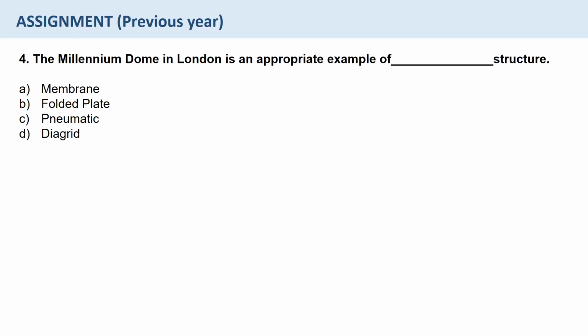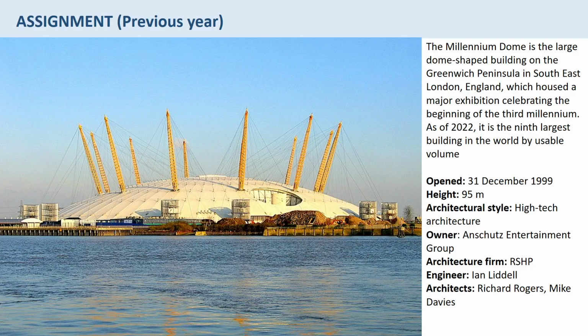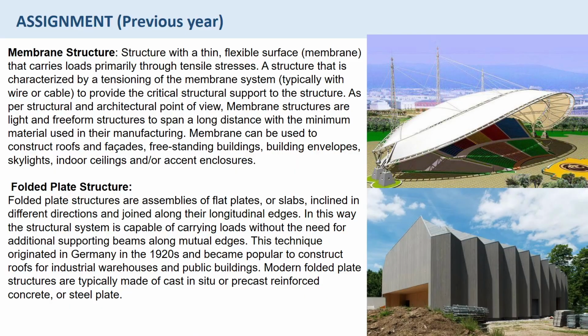Question number 4. The Millennium Dome in London is an appropriate example of dash structure: membrane, folded plate, pneumatic, diagrid. So the Millennium Dome is a large dome-shaped building on the Greenwich Peninsula in southeast London, England, which housed a major exhibition celebrating the beginning of the third millennium. As of 2022, it is the 9th largest building in the world by usable volume. It was opened on 31st December 1999. It is 95 meters high. The architectural style is high-tech architecture. The architects were Richard Rogers and Mike Davies.